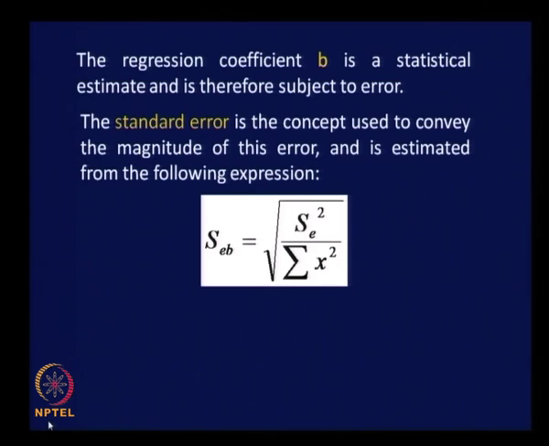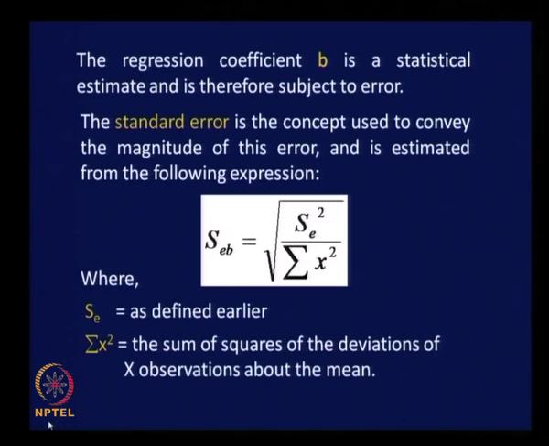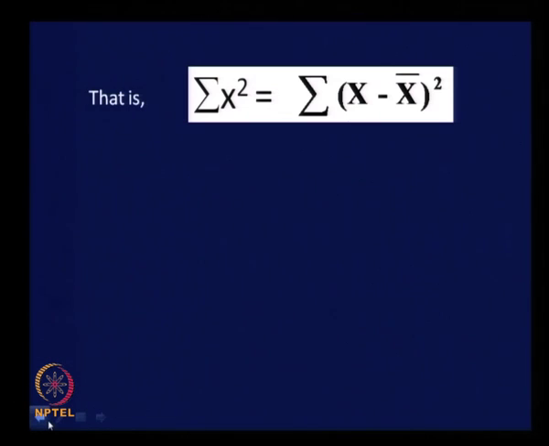SEB is equal to square root of SE squared divided by sigma x square, and of course SE is nothing but the standard error of estimate for the regression as a whole as explained earlier, and sigma x square is the sum of squares of the deviations of x observations about the mean, or in other words it is nothing but x minus x bar whole square summed over all the values. Clear?